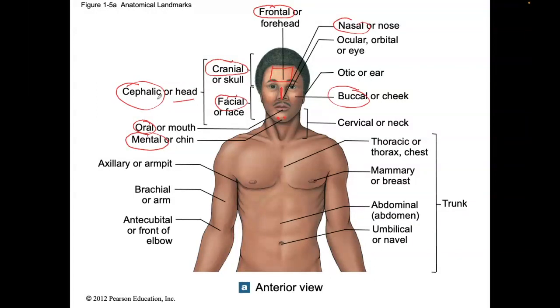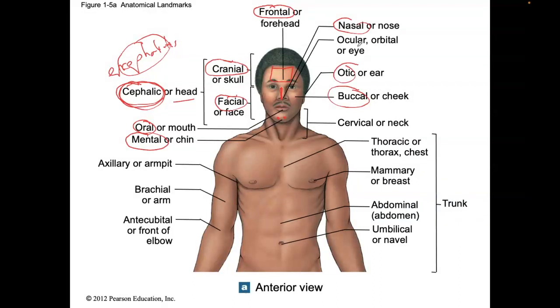Cephalic means head. My wife is from a Greek island called Cephalonia. Cephalonia comes from cephalad, which means head. It's the head Greek island on the Ionian seaside. If you've ever heard of the term encephalitis, it's inflammation of the brain, in the head.